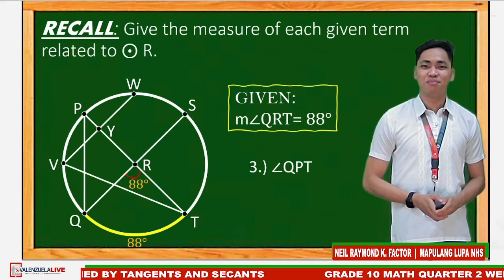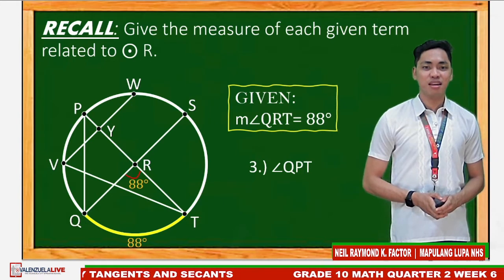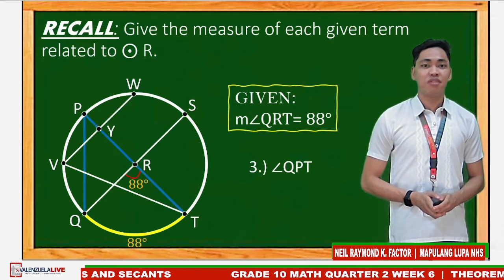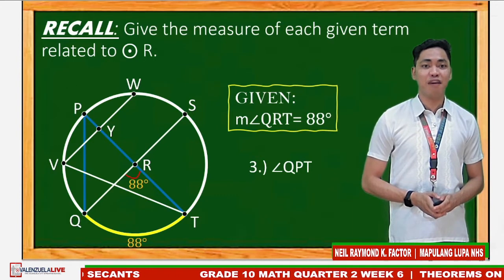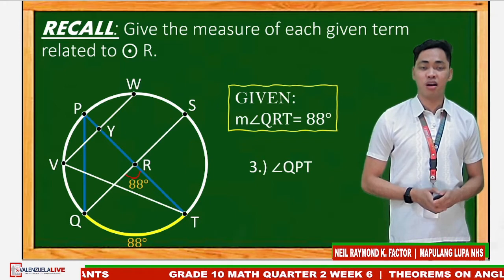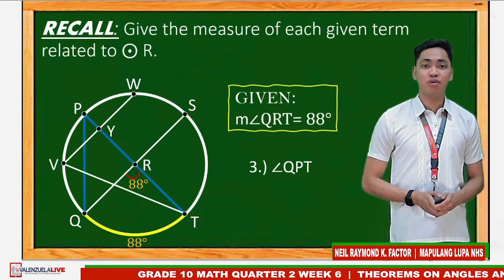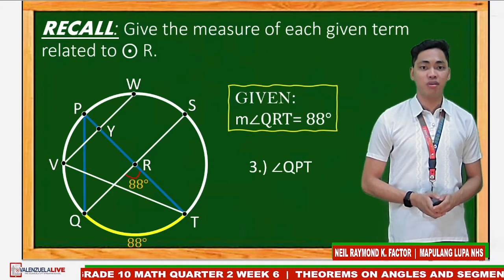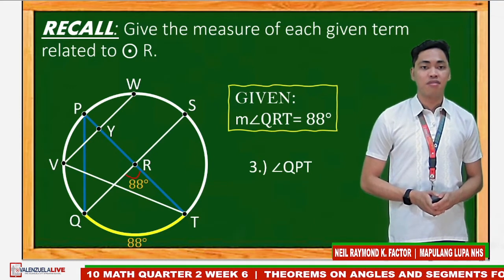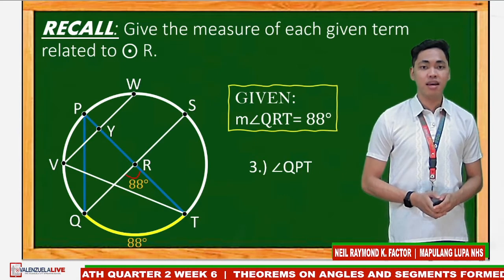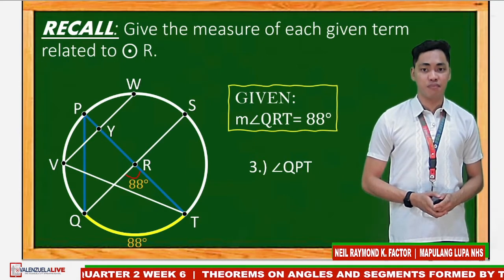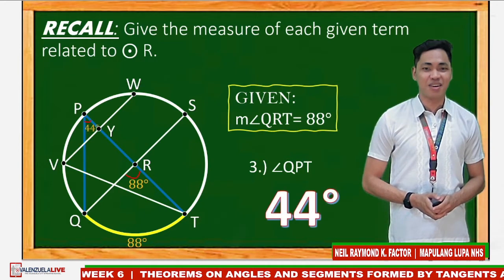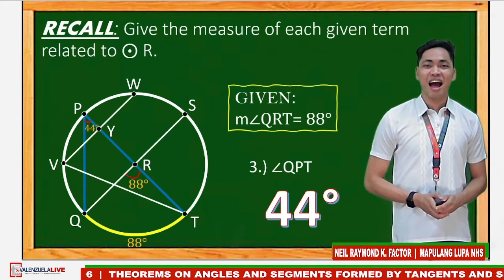Okay, time's up. Angle QPT is an inscribed angle. Remember that the measure of an inscribed angle is half the measure of its intercepted arc. In the figure, arc QT, which measures 88 degrees, is the intercepted arc of angle QPT. Therefore, the measure of angle QPT is half the measure of arc QT. 88 divided by 2 is 44 degrees. Great. Item number 4.